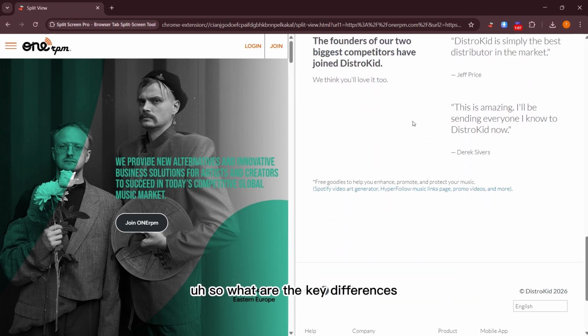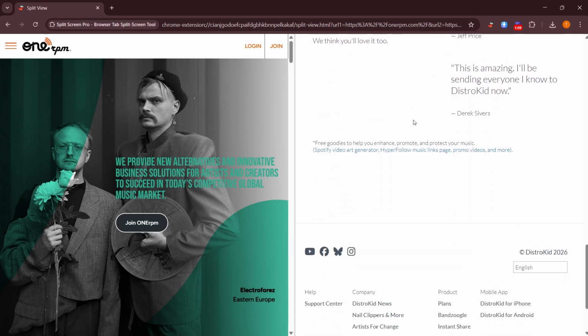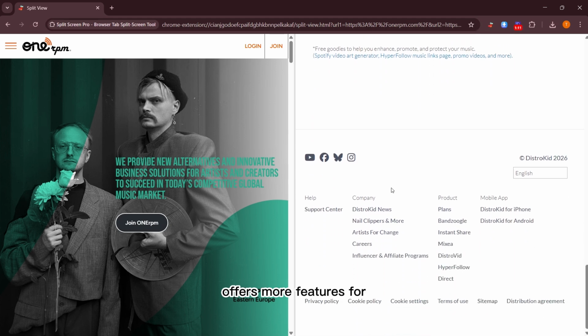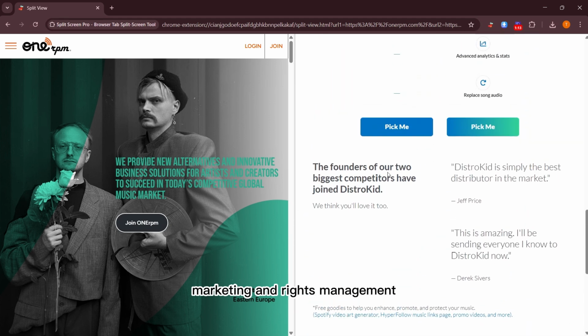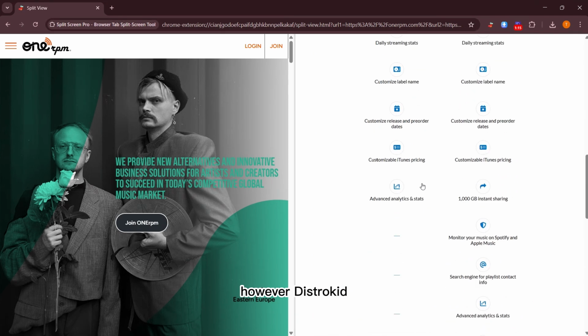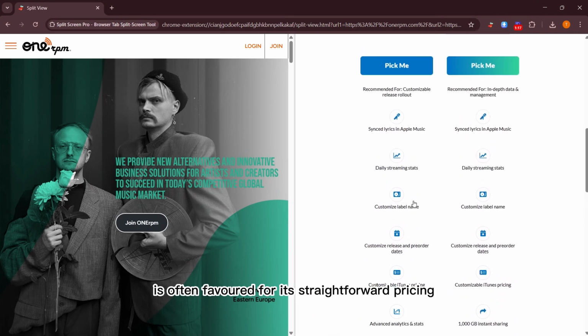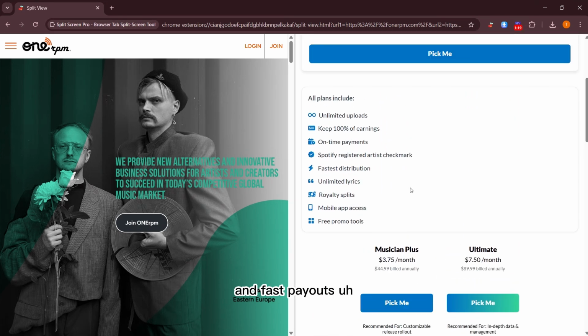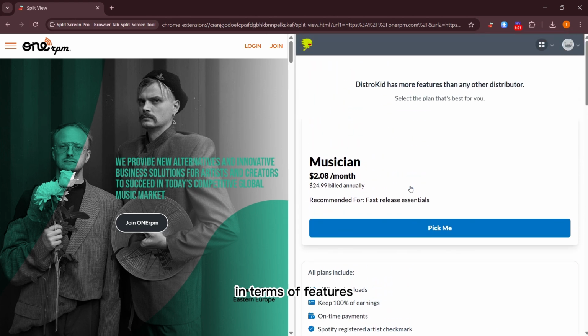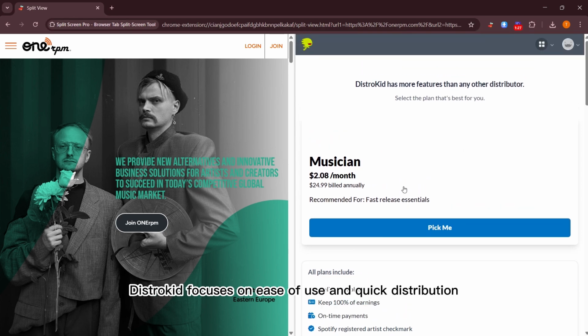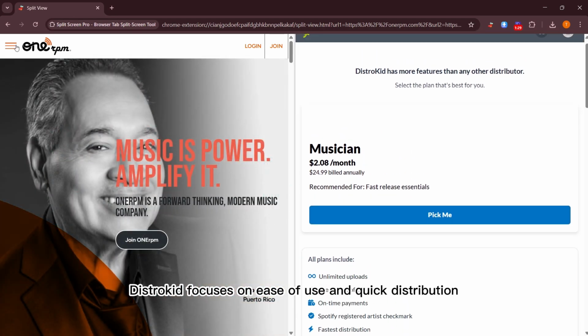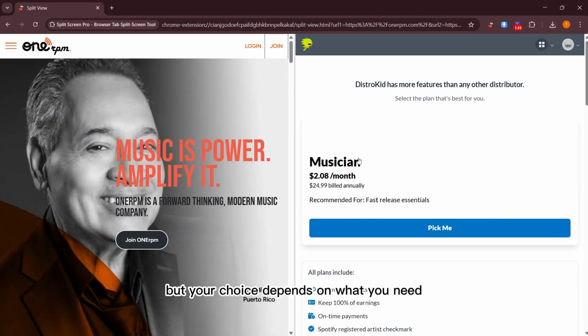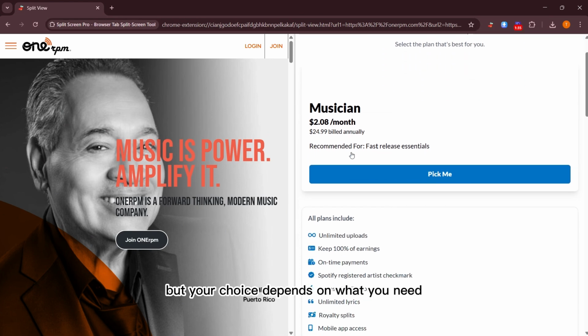What are the key differences? ONErpm offers more features for marketing and rights management. However, DistroKid is often favored for its straightforward pricing and fast payouts. In terms of features, ONErpm provides analytics and promotional tools. DistroKid focuses on ease of use and quick distribution. Both have their strengths, but your choice depends on what you need.